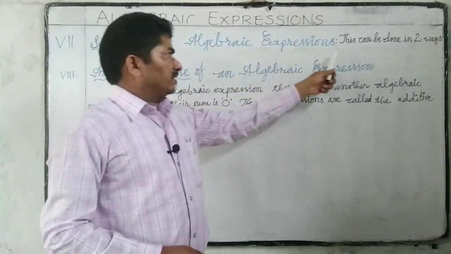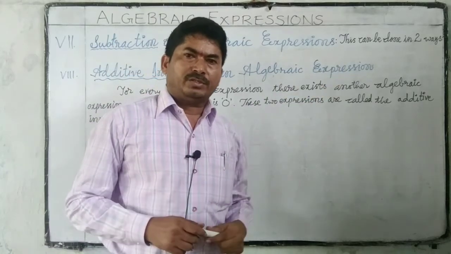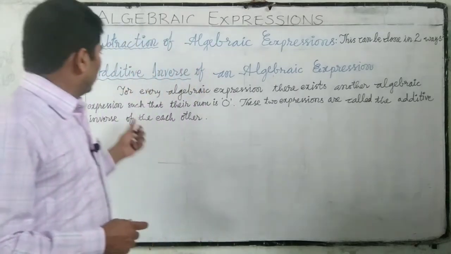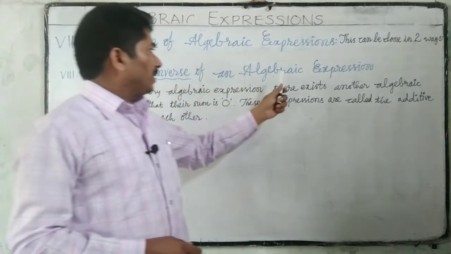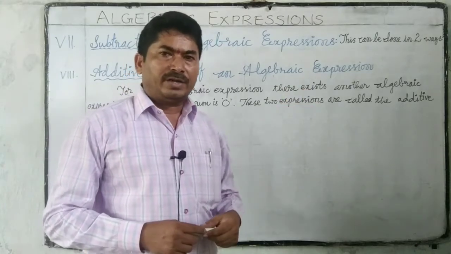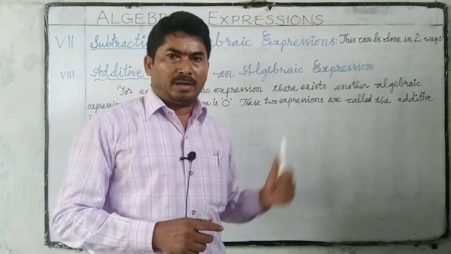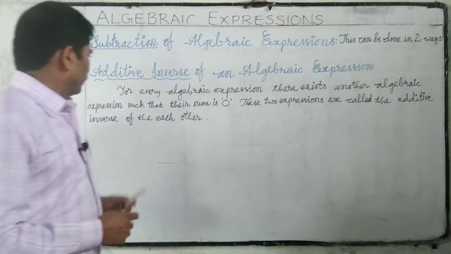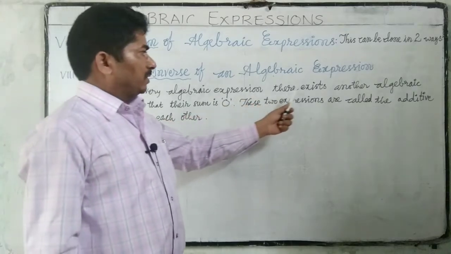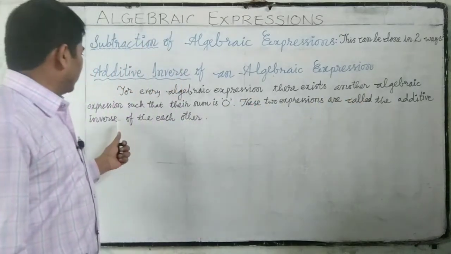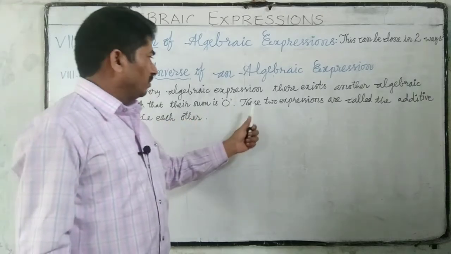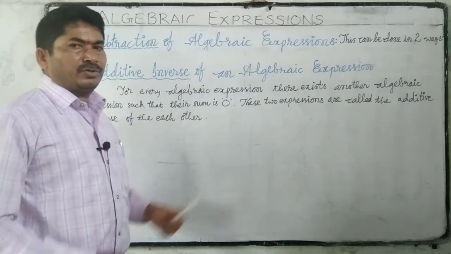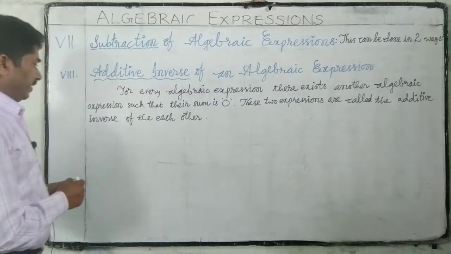Subtraction of algebraic expressions. Before discussing subtraction of algebraic expressions, first we have to learn the additive inverse of an algebraic expression. What is an additive inverse of an algebraic expression? Let us see. For every algebraic expression, there exists another algebraic expression such that their sum is 0. These two expressions are called the additive inverse of each other. Let us see one example.